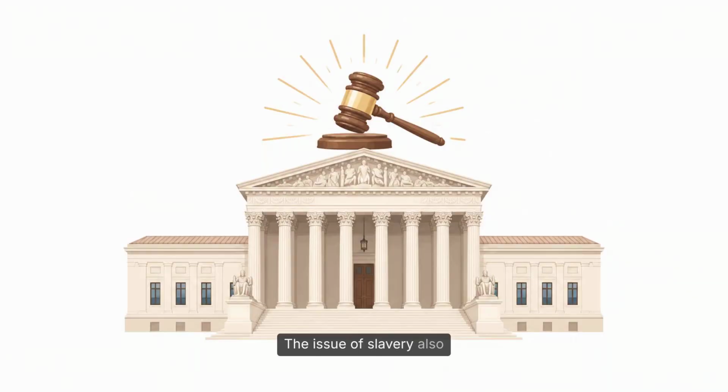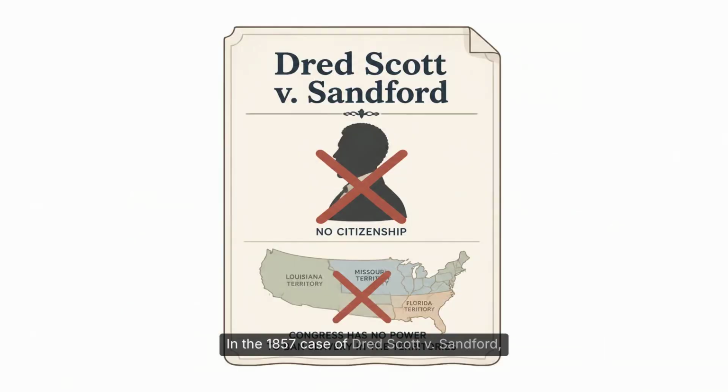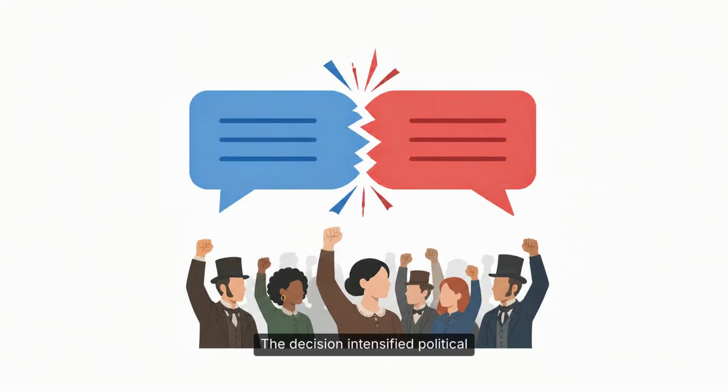The issue of slavery also reached the Supreme Court. In the 1857 case of Dred Scott v. Sanford, the court ruled that African Americans could not be citizens under the Constitution and that Congress could not prohibit slavery in federal territories. The decision intensified political disagreement and strengthened the growing anti-slavery movement.